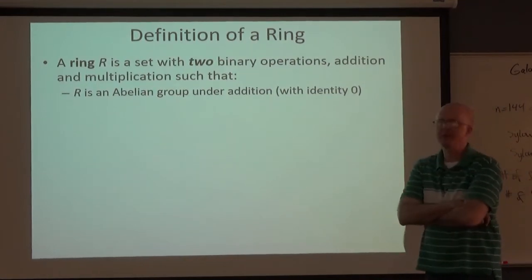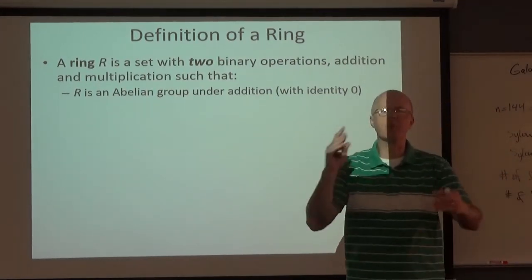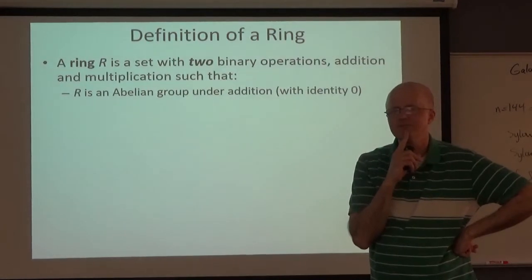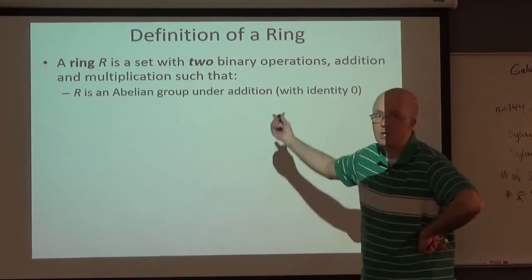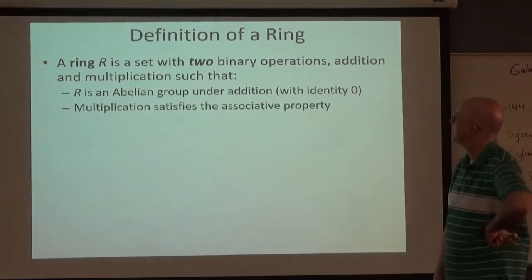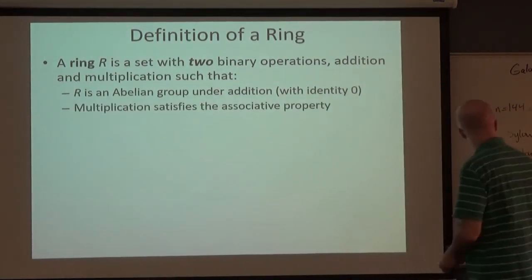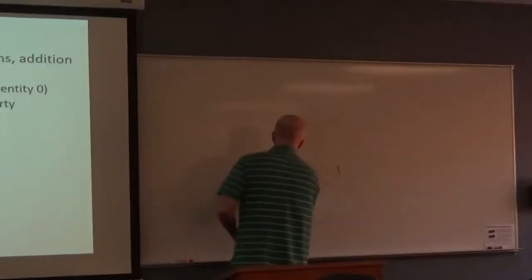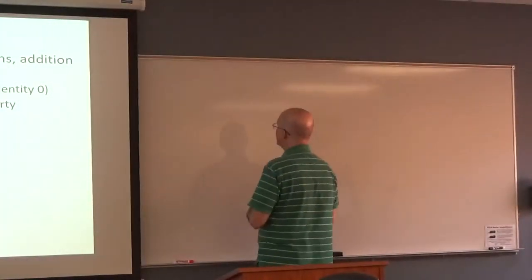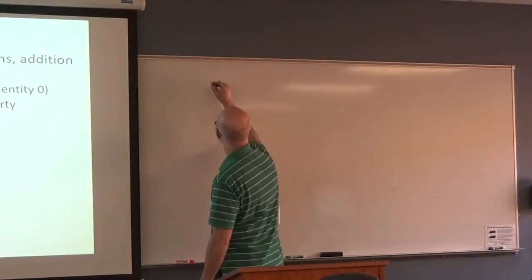So it's an abelian group under addition. It's not an abelian group or even a group under multiplication. But it does satisfy some properties related to multiplication. First of all, closure. Secondly, the associative property for multiplication does work, as it works for addition, because it's an abelian group under addition, and we know groups satisfy the associative property.